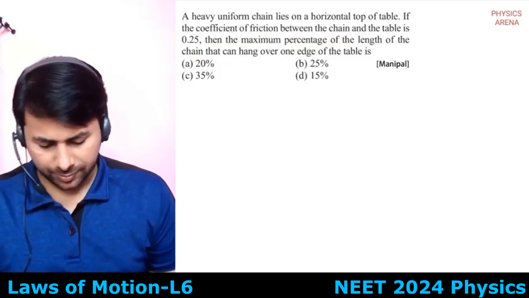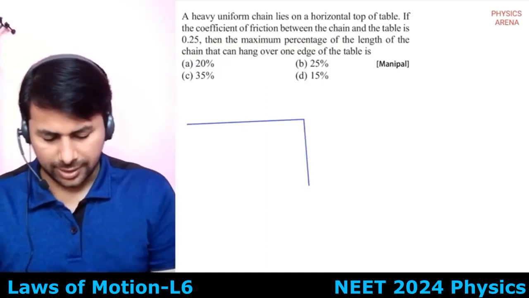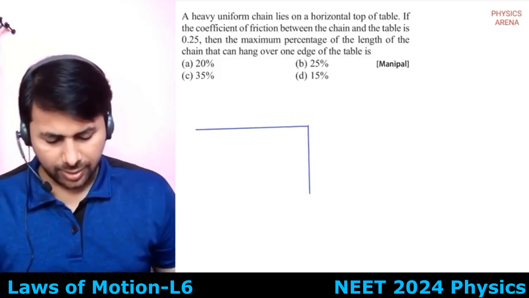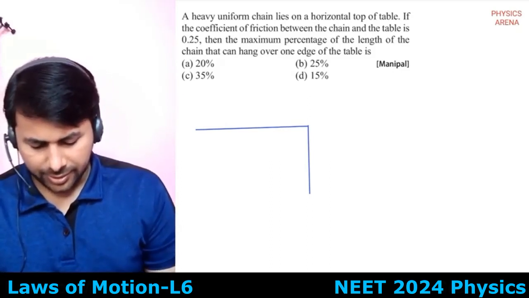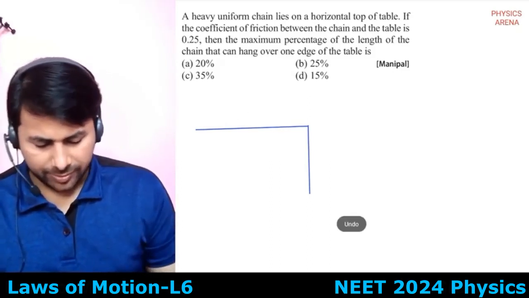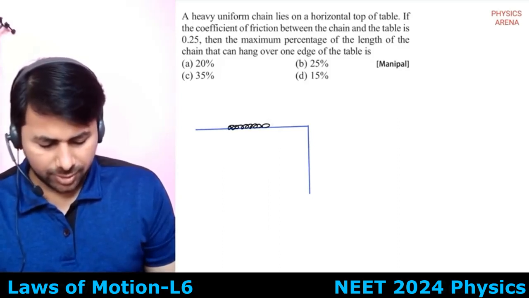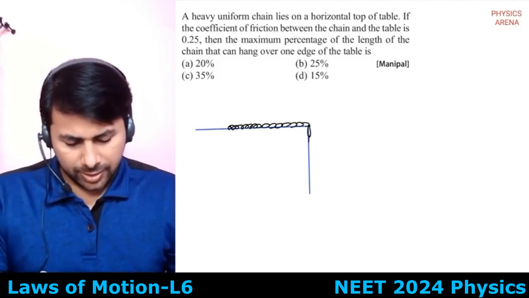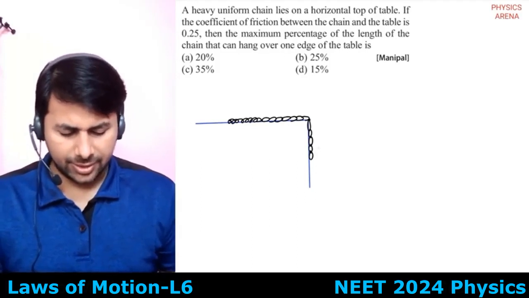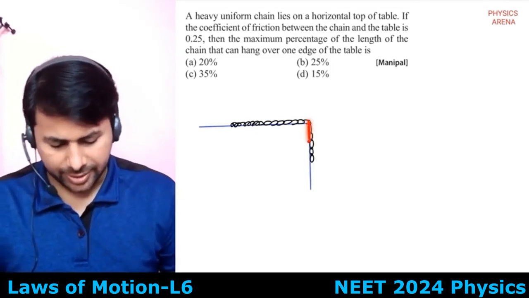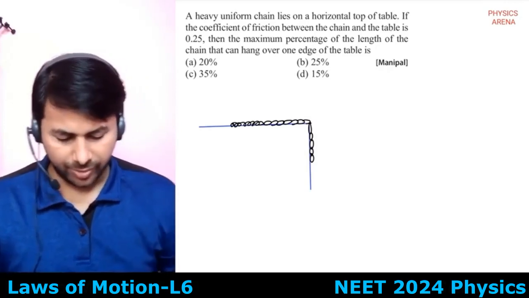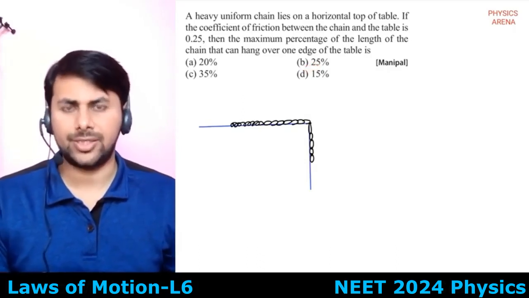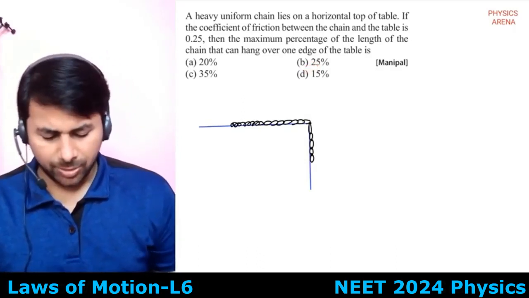You have a table like this. And there is a chain. There is a chain which is lying on the table. Suppose this is the chain lying on the table. But some length of this chain is hanging over this edge. Okay. And we want to find out how much is that length in percent. Okay, in percentage.